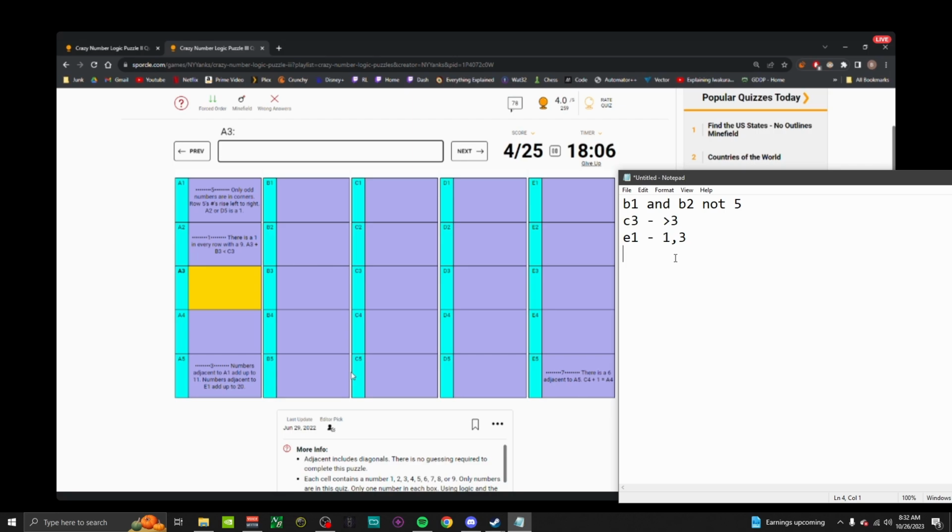Numbers adjacent to E1. Okay, well, we don't know E1 yet. There is a 6 adjacent to A5. Okay. B4 plus 1 plus 8. What did you just say? Reading the last part of E5. C4 plus 1 equals A4.